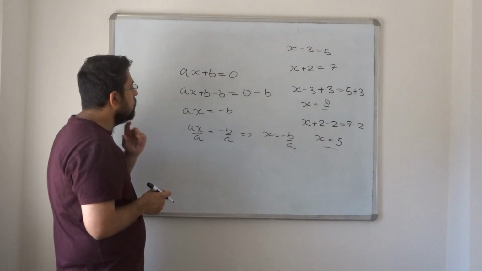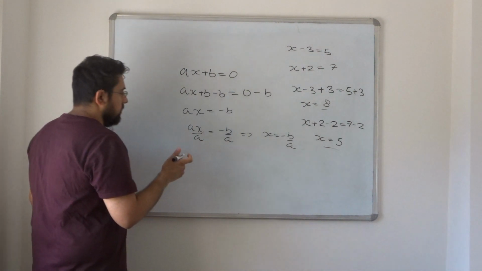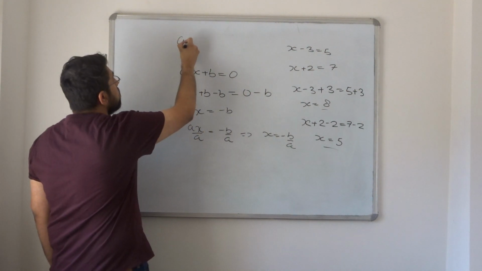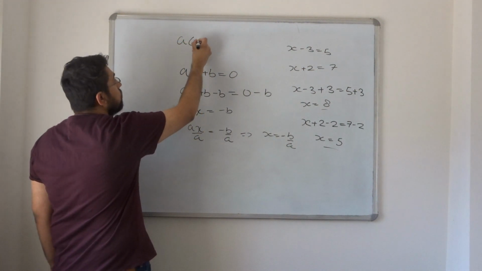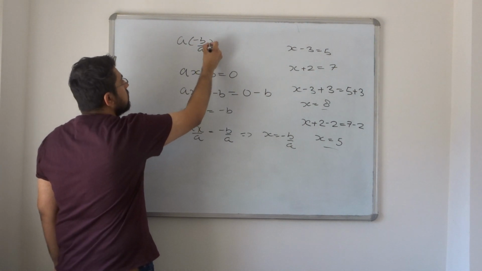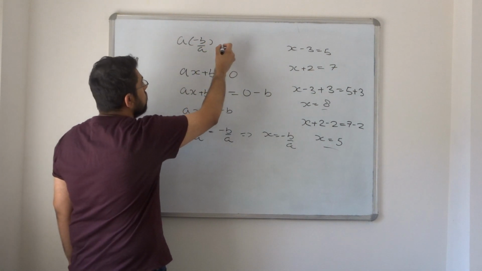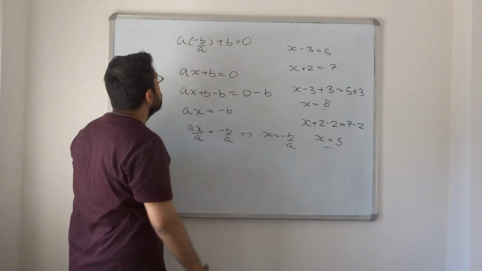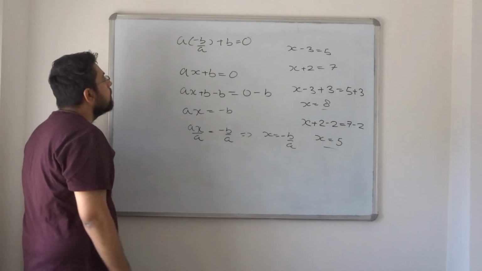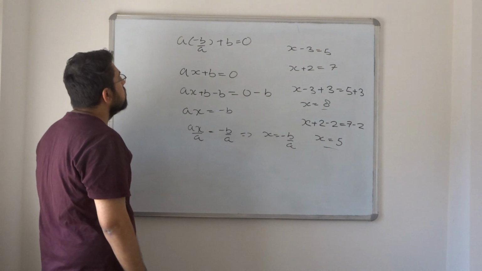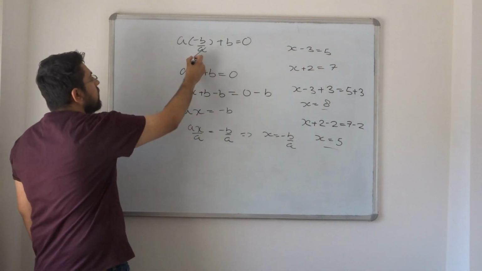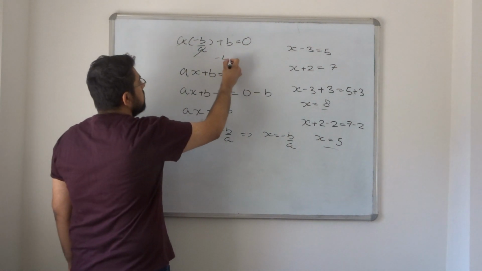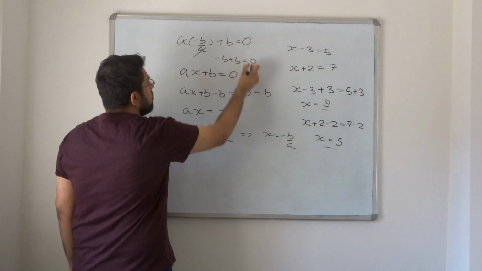Okay, so this is how you verify it then, guys. We know that x is equal to this much. So you put this in like this, plus b, equals 0. So what do we do here, guys? Here you just cancel out the a's. When you cancel out the a's, minus b plus b equals 0.